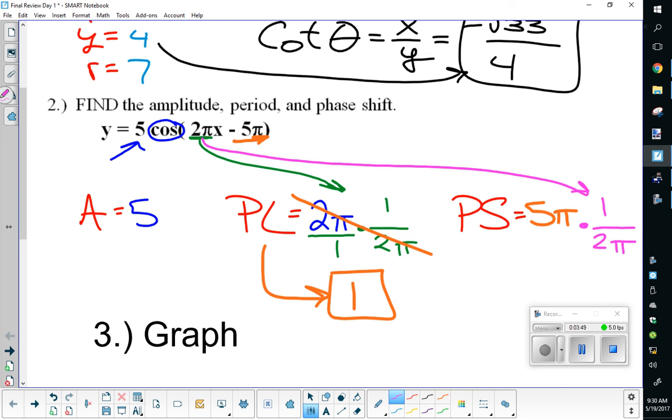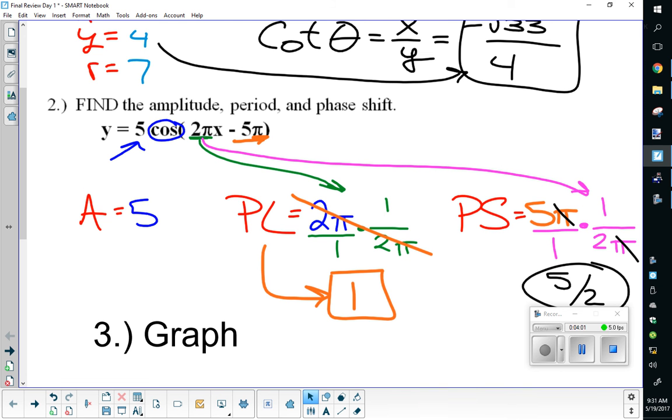What kind of simplifying can I do? Not cross multiply, it's fractions. We multiply straight across. Cancel out the 5s. 5 halves is my answer. And we're going to the right. Not only is it 5 halves, but it's 5 halves to the right because we do the opposite. It says minus, so we go right. Questions there?